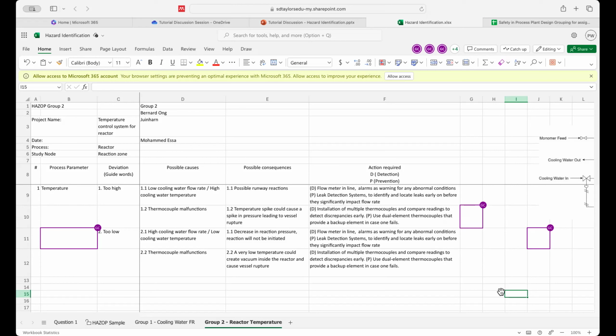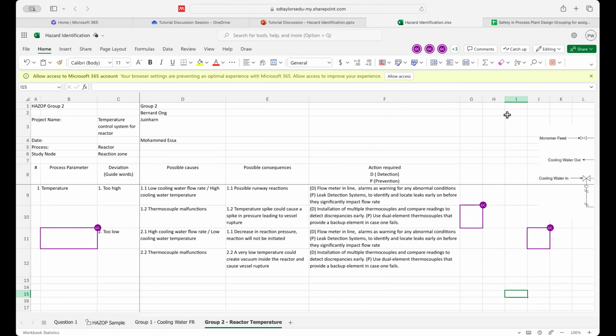As for too low reaction temperature, it's either the high cooling water flow rate or the cooling water temperature is too low, so the heat transfer is too much. And this will lead to a decrease in reaction pressure, and the pressure might be too low for the reaction to be initiated, to be running. And the detection and prevention will be the same as above. And it's the same for thermocouple malfunction also. For the thermocouple malfunction, too low a temperature might create vacuum because the pressure is lower than the atmospheric pressure, and it will also cause vessel rupture.